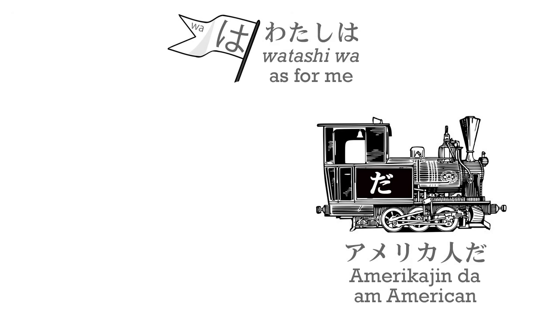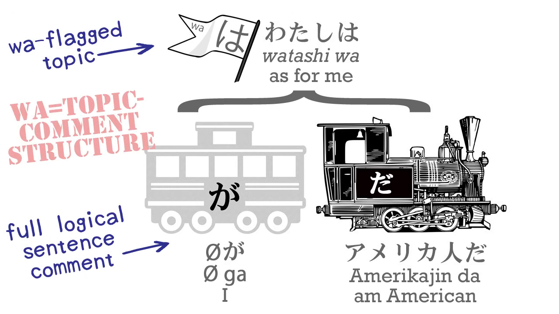So as you see, with a sentence like this, something is missing, both from the Japanese and the English. We can't say, as for me, I'm American. Neither can we have a sentence without an A car, without a ga marked door. So if we put the A car in, it makes sense in both English and Japanese. Watashi wa zero ga Amerikajin da. As for me, I am an American.